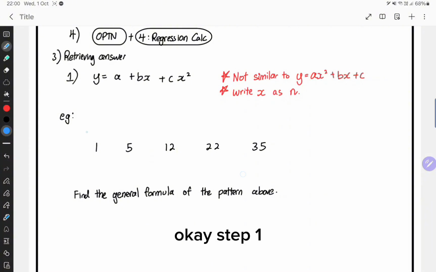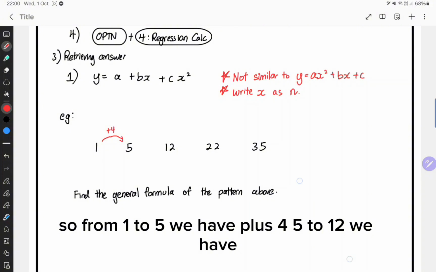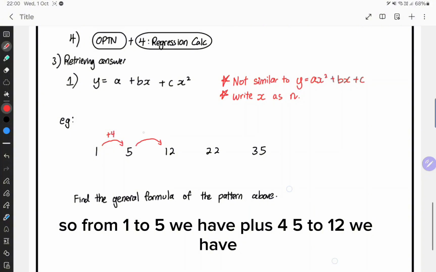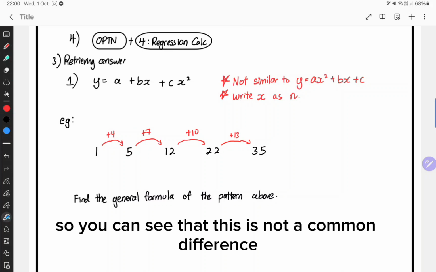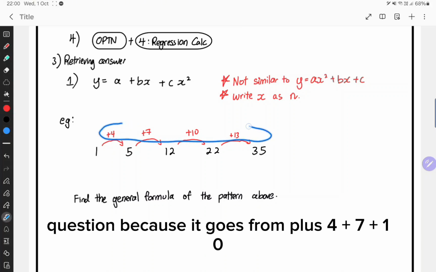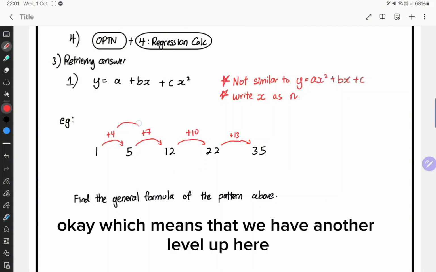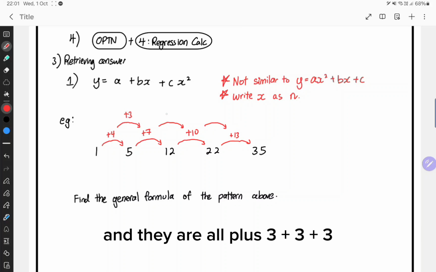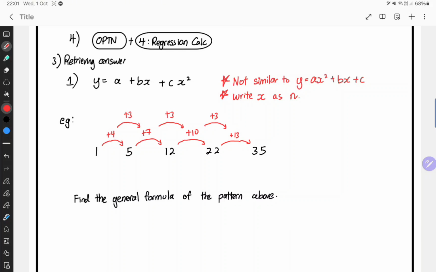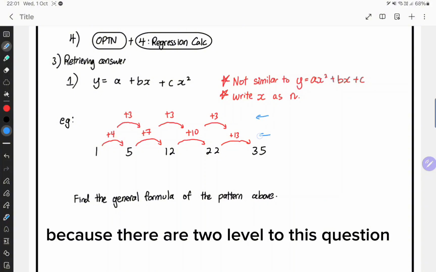Okay, step 1, okay, is first of all find out the difference between all of them. So from 1 to 5 we have plus 4, 5 to 12 we have plus 7. So you can see that this is not a common difference question because it goes from plus 4, plus 7, plus 10, then plus 13. Okay, which means that we have another level up here. And they are all plus 3, plus 3, plus 3. So this is a level 2 pattern question because there are 2 levels to this question.